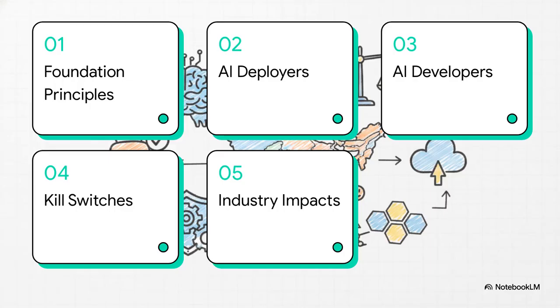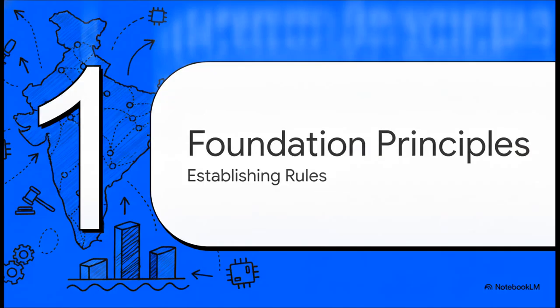Okay, to make this incredibly complex standard super easy to digest, here is our roadmap for today. First, foundation principles of AIGSI. Second, specifications for AI deployers. Third, specifications for AI developers. Fourth, kill switches and sentience. And finally, future industry impacts. Let's jump into Section 1, Foundation Principles of AIGSI, establishing the ground rules.